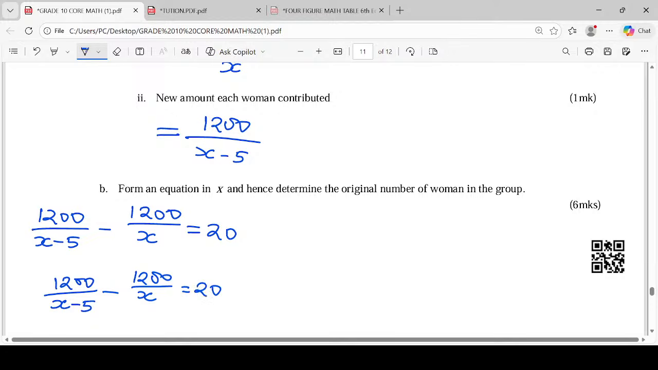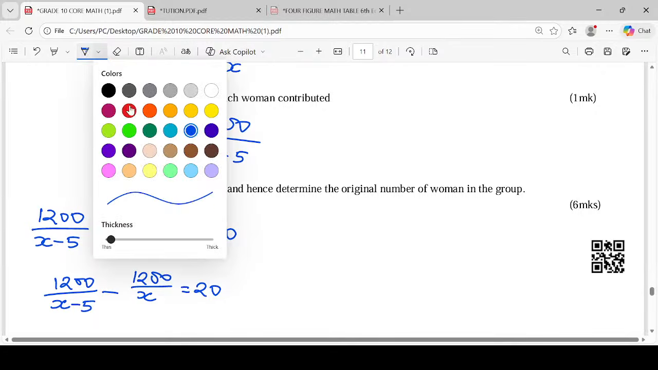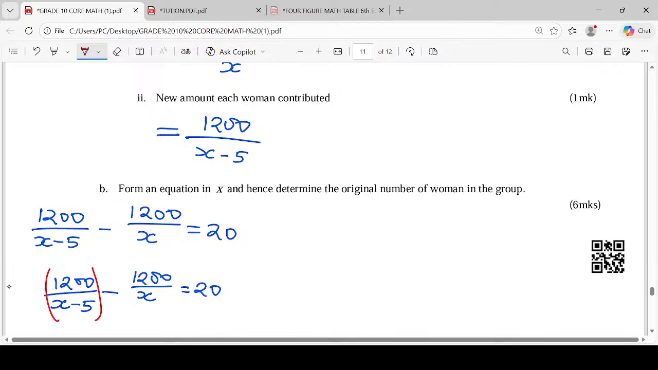We are going to remove the denominator by multiplying through by the LCM of the denominators. So let me multiply each term by the LCM. The LCM will be x into x plus 5. Also here I'll multiply with x into x plus 5.